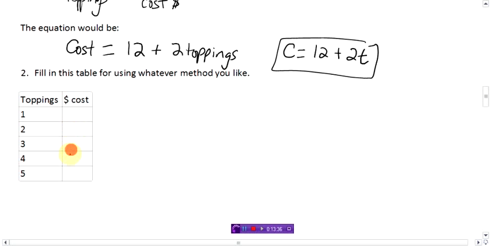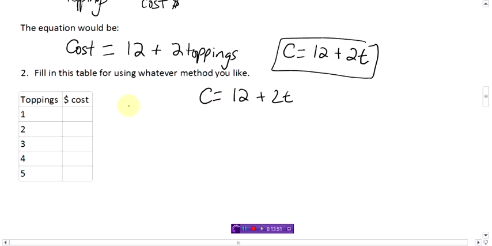Okay, fill in the table using whatever method you like. I'll stick with the formula method just because that's the one that people are going to have more trouble with. If you already know the common sense, you can fill this table in, go right ahead. I don't care how you get it, just fill the table in.